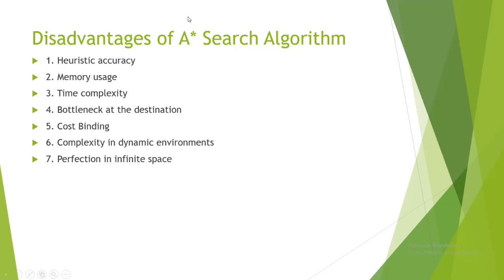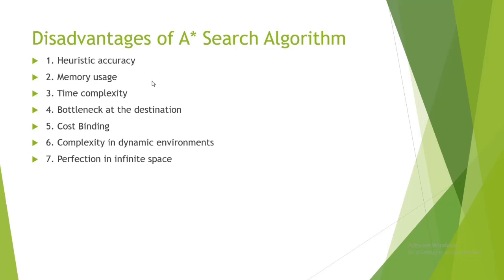Then, cost binding. A-star faces difficulties when multiple nodes have the same f value. If not handled correctly, it can lead to unnecessary nodes being explored and slow down the algorithm. Complexity in dynamic environments: where the cost of edges or nodes may change, A-star may not be suitable because it does not adapt well to such changes. Next, completeness in infinite space: A-star may not find a solution in an infinite state space.